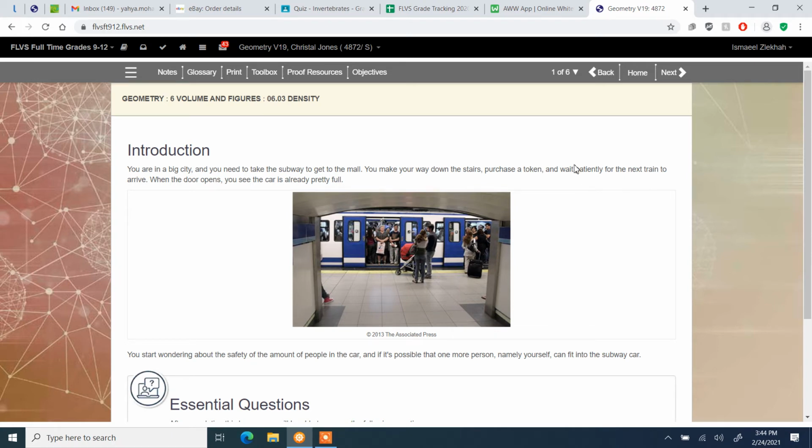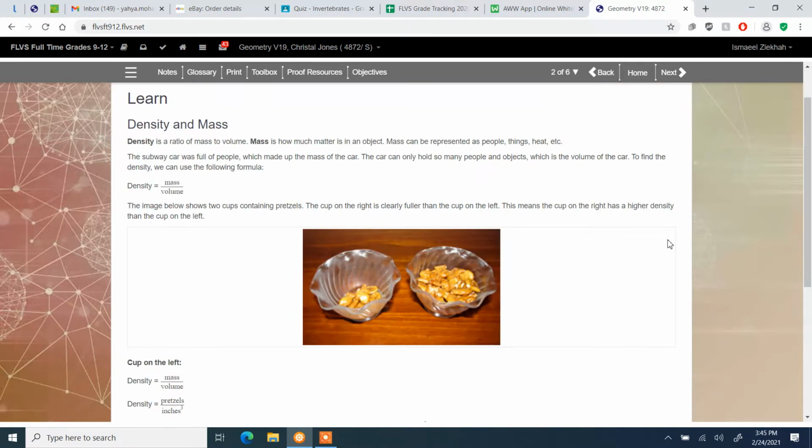All right. So in this lesson, we're going to be talking about density. So what is density? Well, density is a ratio of mass to volume. All right. So what does that mean? It basically means that if you have two objects, each of those objects takes up a certain amount of space. For example, let's suppose we have a brick.